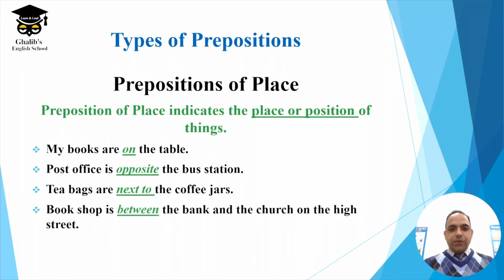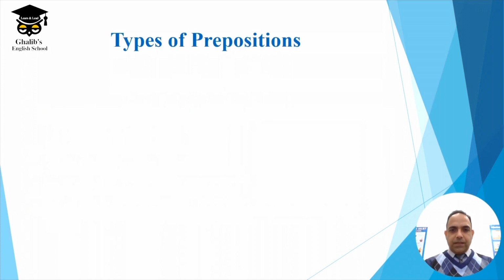The next example is, the bookshop is between the bank and the church on the high street. If you want to find a bookshop on the high street, maybe you ask somebody and they say, oh, there's the bookshop that's between the bank and the church on the high street. So I hope you enjoy them. These are prepositions of place. So let's get to the next one and see what's in the next slide.